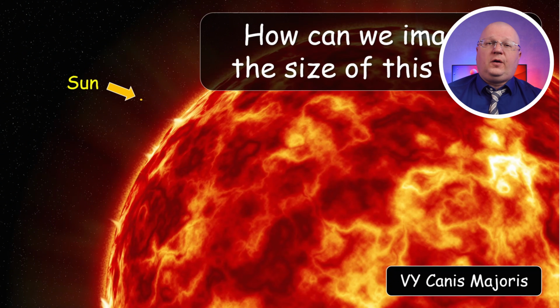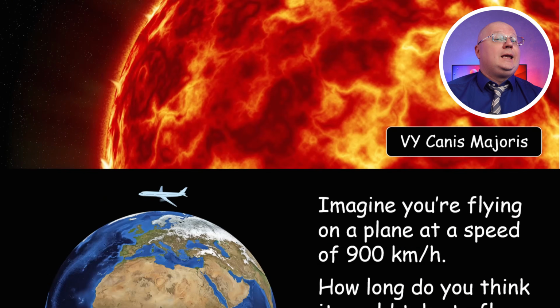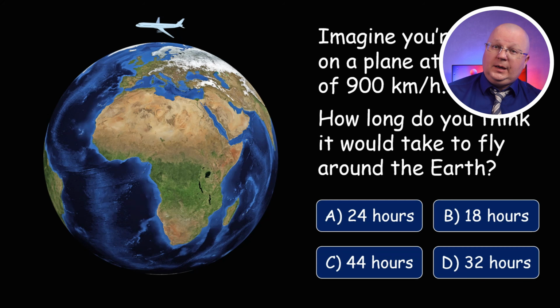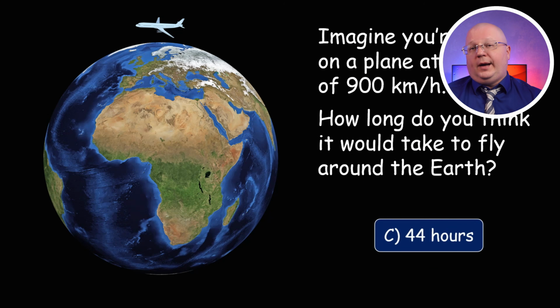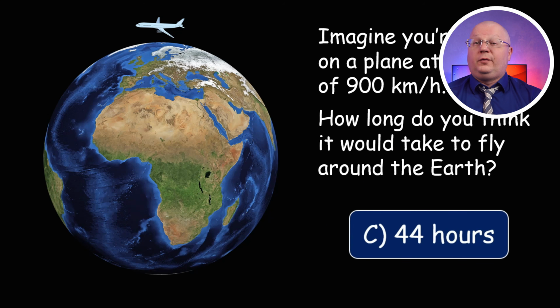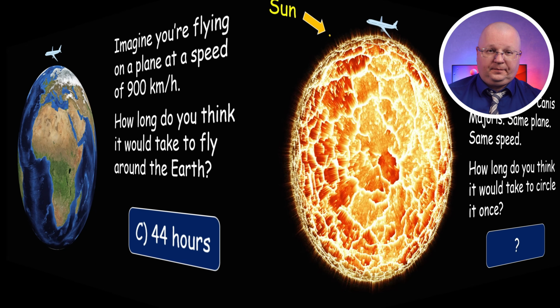Here's a fun thought experiment. Imagine you are flying on a plane at 900 kilometers per hour. How long do you think it would take to fly around the Earth? Let them guess. There are 4 options here, and the correct answer is around 44 hours.